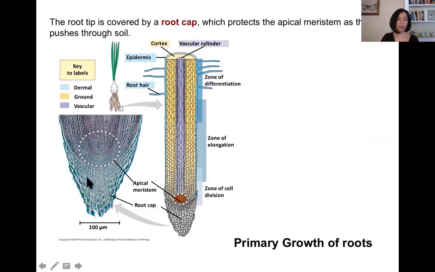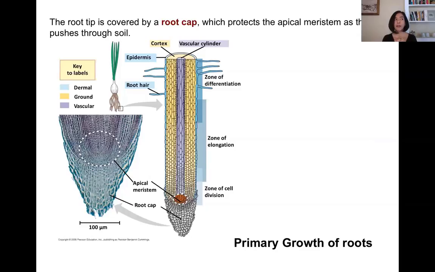These cells on the outside at the tip are called the root cap. And this root cap is covering these meristematic cells. Remember, these meristematic cells are undifferentiated cells that are dividing constantly through mitosis. And they divide and divide. So these are very precious, important cells that plants want to protect. The root cap is offering that protection.